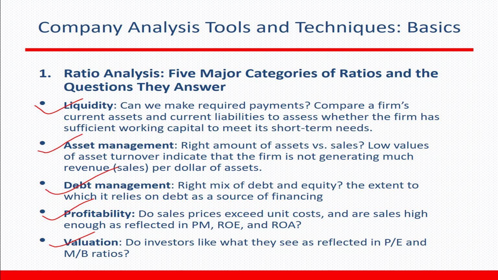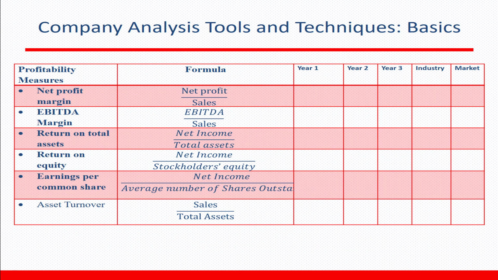And next, what I want to show is different ratios. Here are some of the ratios that I want you to learn, and I want to start with the profitability ratios, right? These profitability ratios measure a company's ability to generate an adequate return on invested capital. There are different ratios I want you to get familiar with, starting with net profit margin, EBITDA margin, return on total assets, return on equity, earnings per share, and asset turnover.